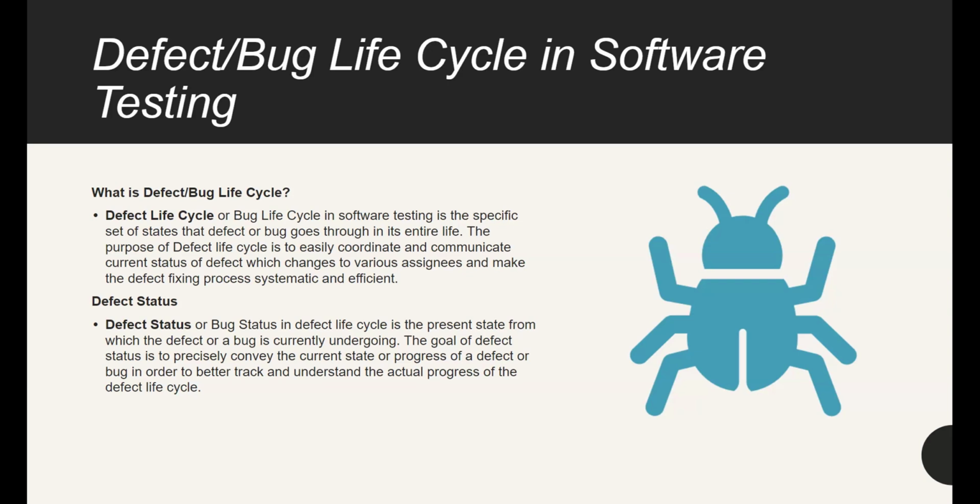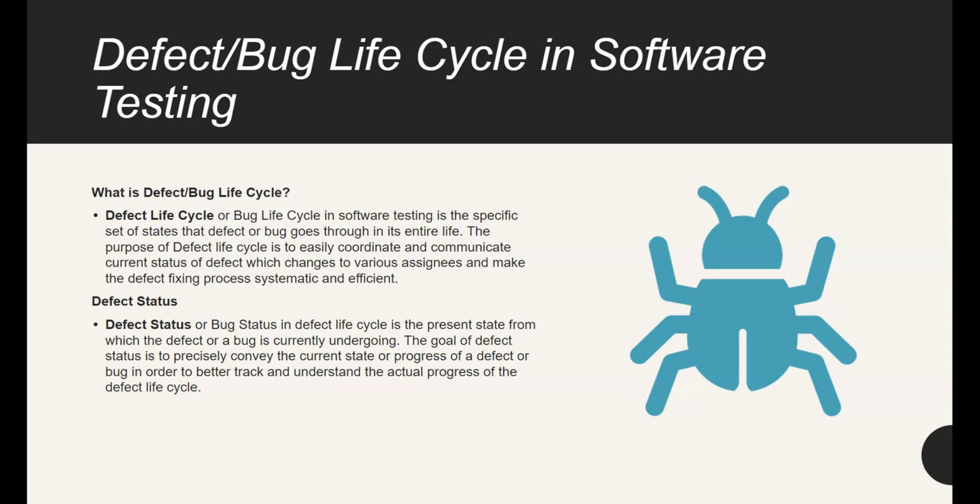All right. So another thing we'll be looking at is defects, the bug life cycle in software testing. We need to know this before we go to how to log the bugs or defects that you find whenever you're carrying out your test. So what is the defect or bug life cycle? It is a specific set of states that a defect or bug goes through during its entire life.